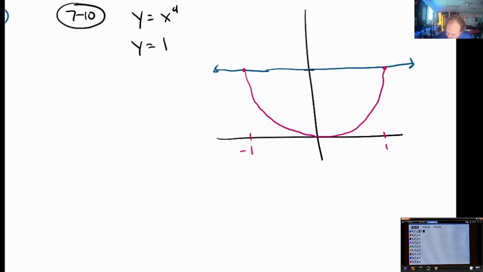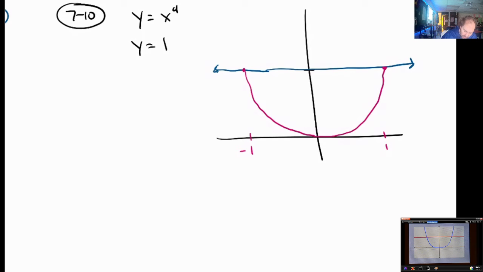X to the fourth and 1. Our window is just going to go from -2 to 2 for x, and we'll go from -1 to 2 for y, and we'll see that region developing. There's your parabola, and there is the straight line.